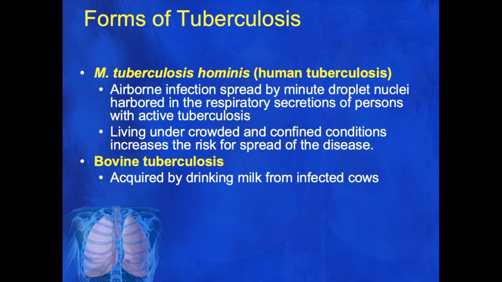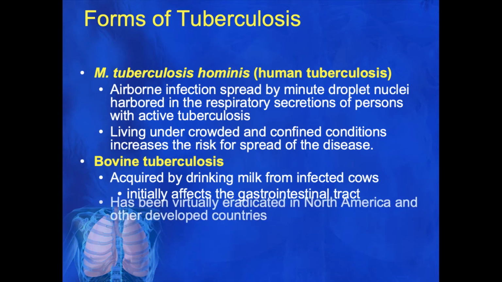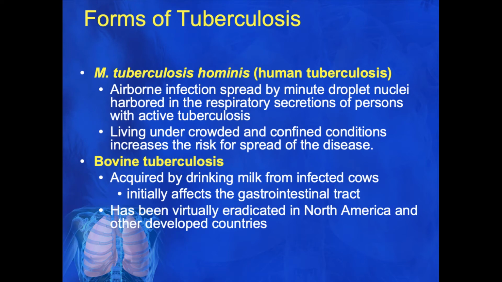can be acquired by drinking milk from infected cows. So initially it affects the gastrointestinal tract, and then it's able to move through the body. However, this has been eradicated in North America and other developed countries.